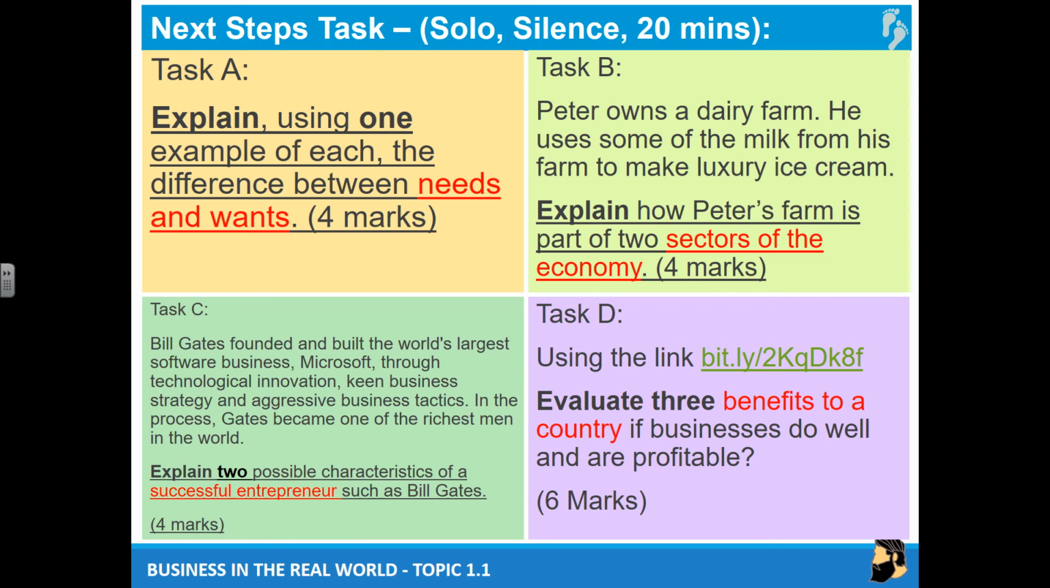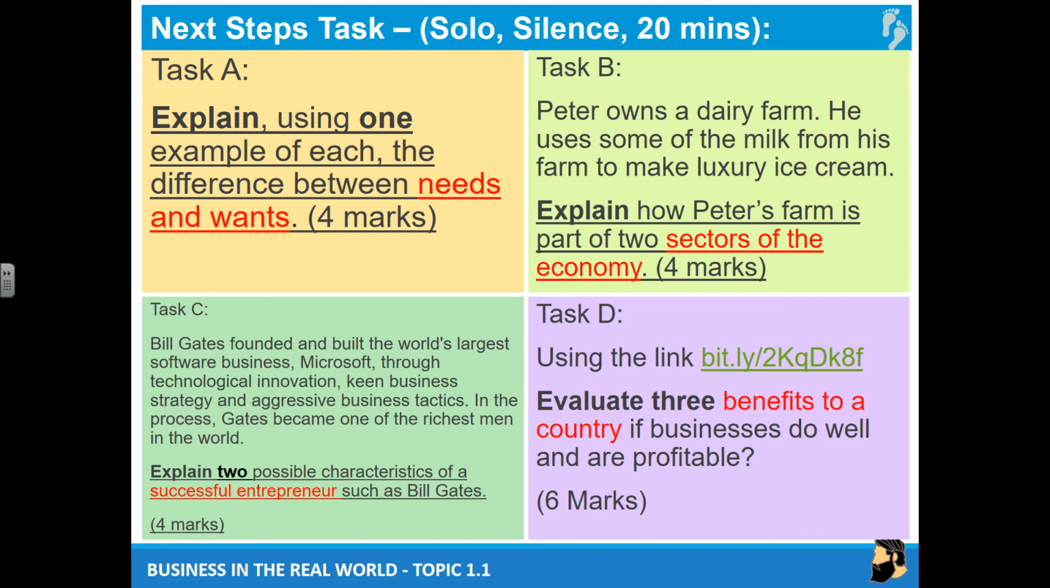And what I want you to do is read the article, but first of all, let's read the question so then you know what you're looking for in the article. I want you to evaluate 3 benefits to a country if businesses do well and are profitable. So you're going to look for 3 things that a country gains because businesses are doing well. So you're going to find 3 items and then evaluate those 3 things from that article. Okay, sounds difficult, it is, but you should be able to do so. Read it and see if you can identify and explain each one.